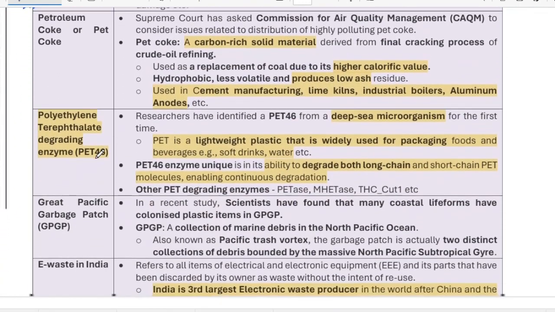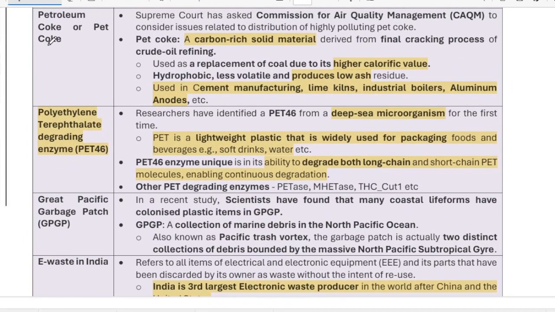Okay, now moving ahead, petroleum coke or pet coke. So what is this petroleum coke? For example, if this is a container where crude is stored.